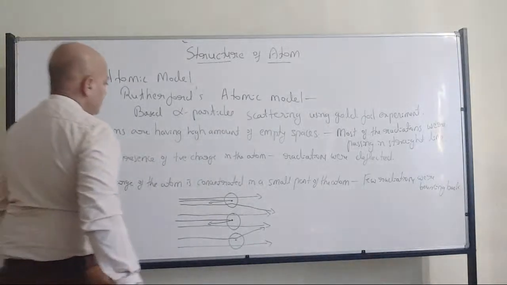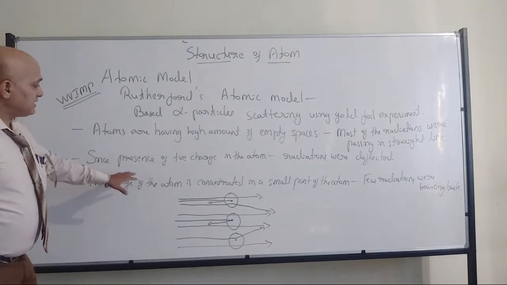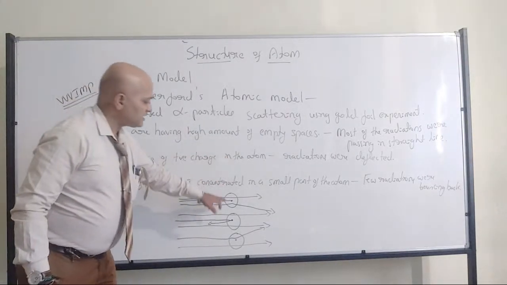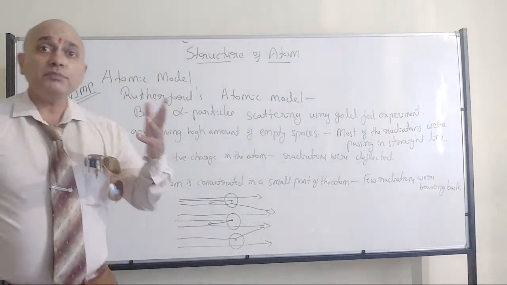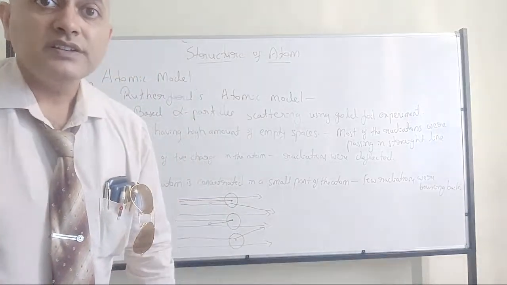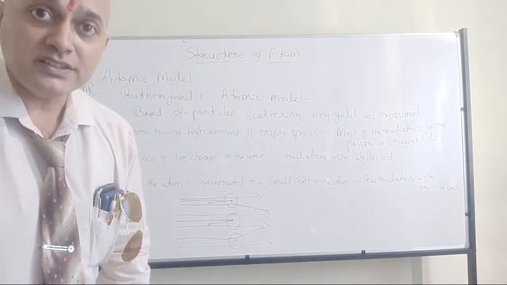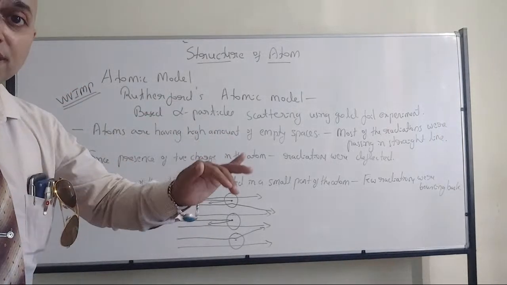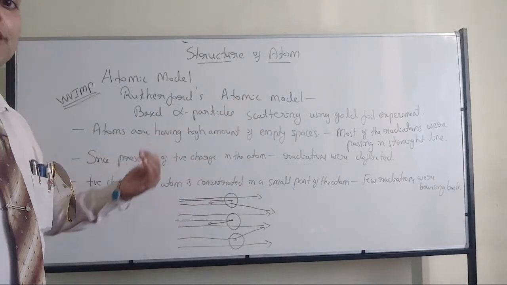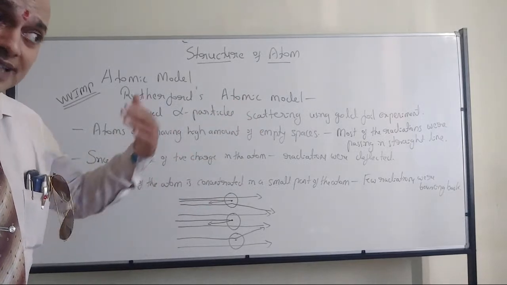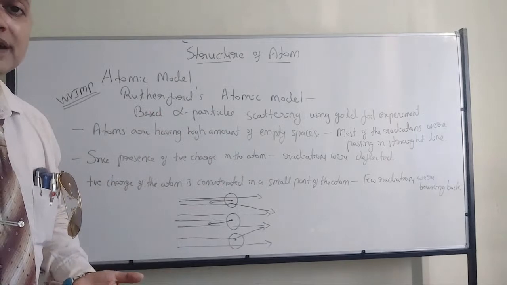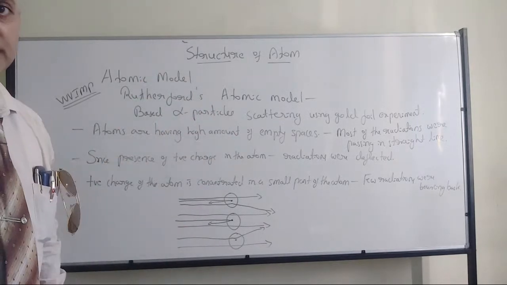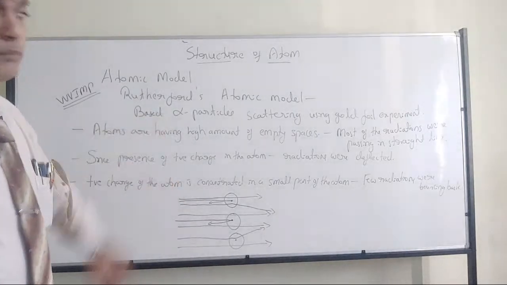Okay, so that's where we have the second point. Since there is a presence of positive charge in the atom, if there had not been any positive charge, then no radiation would have been deflected or bounced back. Since they are getting deflected and bounced back, that shows that there should be the presence of a positive charge. So that's the second point.